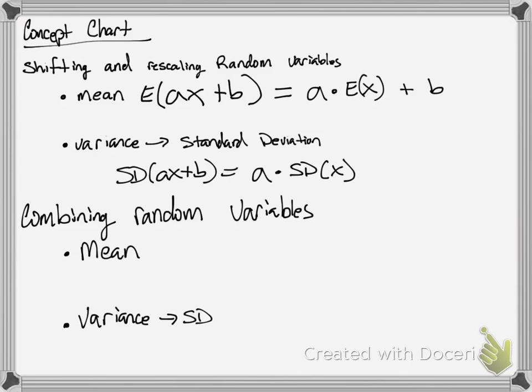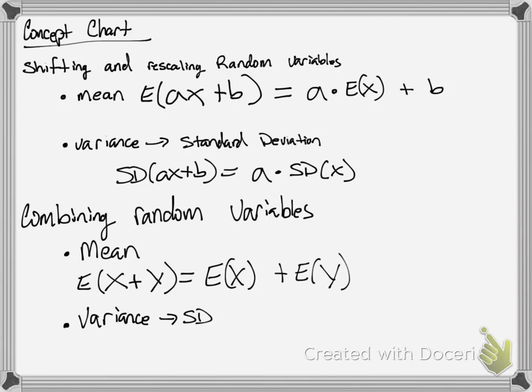Now for when we combine random variables, so let's say we have two different random variables. The expected value of our random variable X plus our random variable Y is going to be equal to the expected value of X plus the expected value of Y. It would also be the same thing if we were subtracting, so I'm going to put plus or minus for each of them. If we subtract two random variables, then we subtract the expected values of those two variables as well.